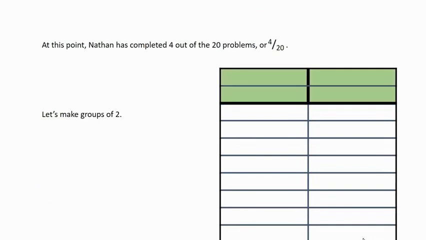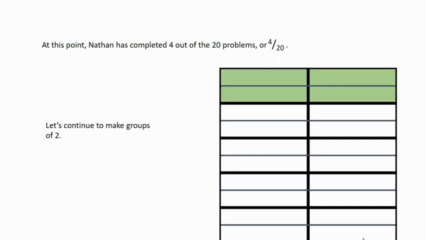So we're going to make groups of 2. I grouped 2 of the completed problems together in a group, the other 2 into a group. And now I have to do the unfinished problems the same way. So you can see that all of the problems have been put into groups. You can probably tell what the new fraction will be, the equivalent fraction from that.